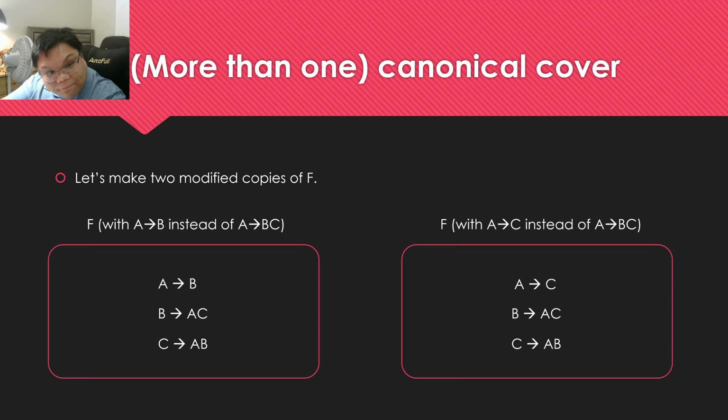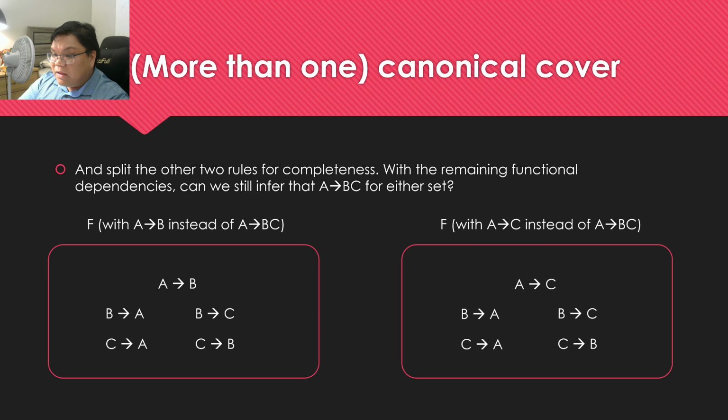Can we still infer A determines BC using the remaining rules? Let's try it. For completeness, let's just split all the rules by decomposing them using the decomp rule. Using all of these rules, can we still get back A determines BC? Can we infer A determines BC from all the rules we have left?